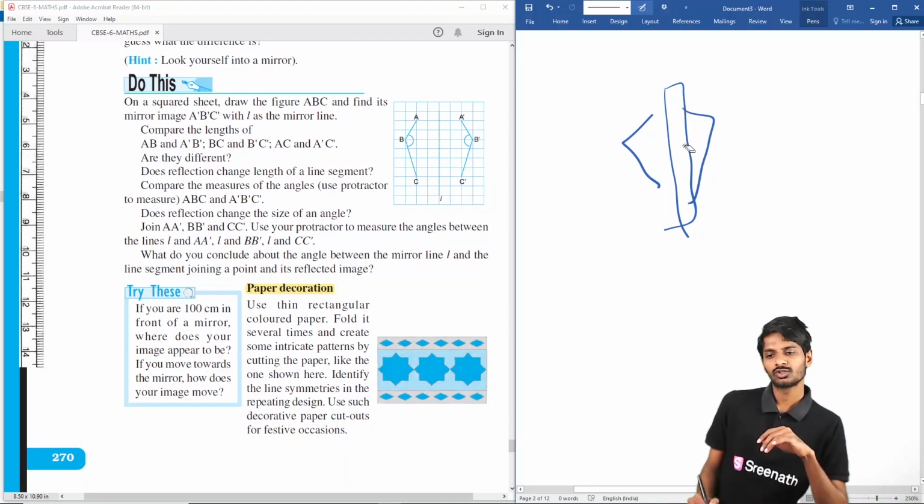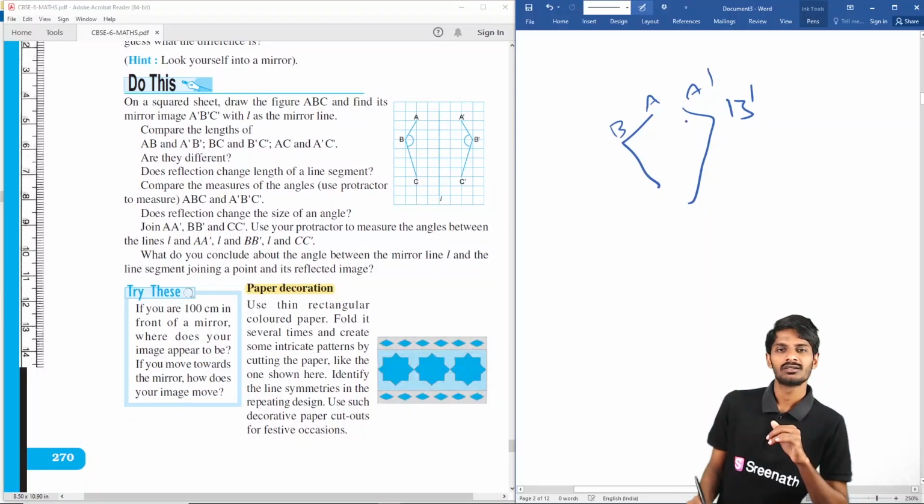So it looks like this. Try to draw this mirror image, and after removing it, measure the length of AB and measure the length of A dash B dash. Are both lengths the same or not? And measure the length of BC and the length of B dash C dash. Are both lengths the same or not? If you measure, both lengths are the same, students. They will look exactly the same.